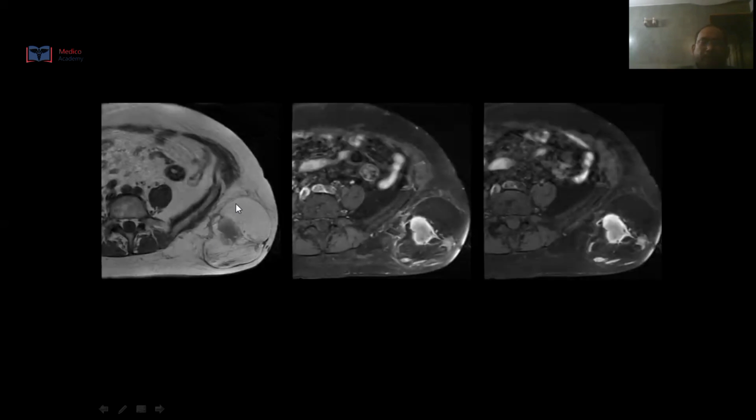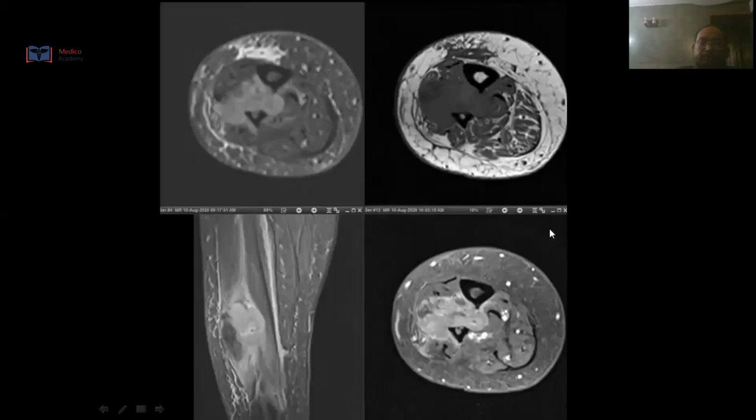This is an example of a T1 weighted image. There is a fat containing lesion. This example is being shown to emphasize the pre-contrast T1 FS image. This is a pre-contrast T1 and this is a post-contrast T1 FS. You can see that there is no significant enhancement. That's why we need a pre-contrast T1 FS image to compare with the post-contrast imaging.